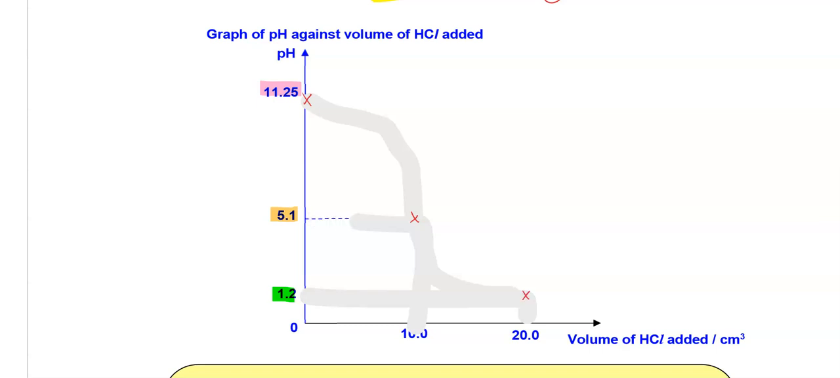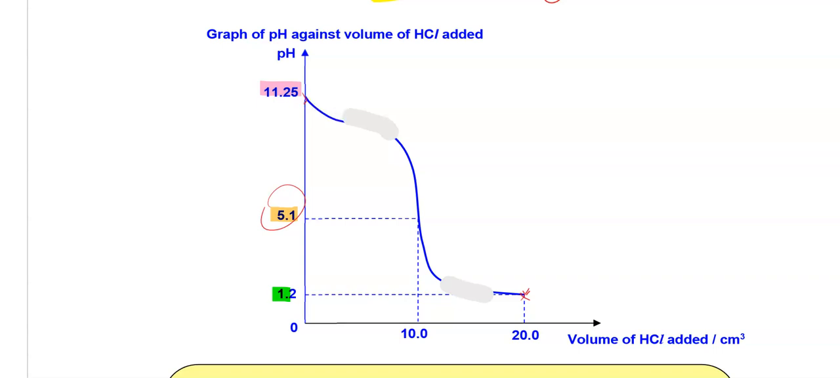So let's draw in the construction lines first. How then do we get the correct shape of the graph? You must remember the equivalence point is a region of rapid pH change, so the graph gradient here should be steep. This is generally the midpoint of the rapid pH change. So this is what you expect: start from 11.25, a gentle drop, then a rapid pH change, and then it drops to 1.2. That's how you can get the shape of the graph.